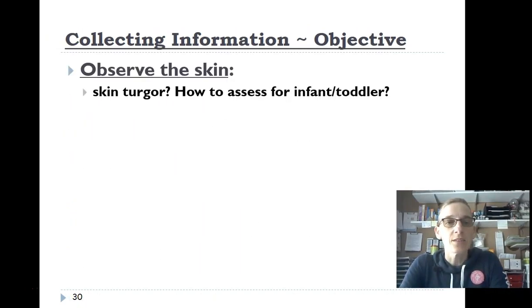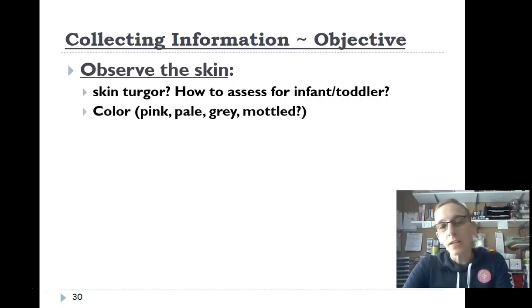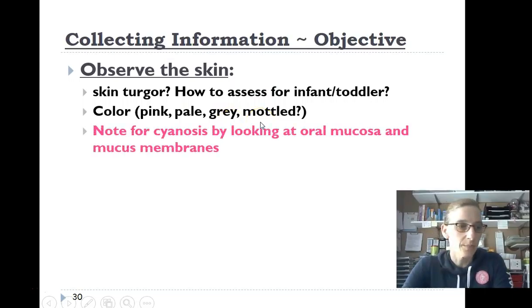Okay, you're observing the skin, their skin turgor. Now, how are you assessing skin turgor for the infant and toddler? It's discussed in the video that we watched, but for an adult, you're assessing skin turgor on the back of the hand, usually. But for an infant or toddler, you're assessing skin turgor on their abdomen, okay? You want the color to be pink, okay? But what you have to assess is, are they pink? Are they pale? Are they gray? Are they mottled? If you're unsure of mottled, look it up. You need to know these words. Note for cyanosis by looking at the oral mucosa and the mucous membranes.